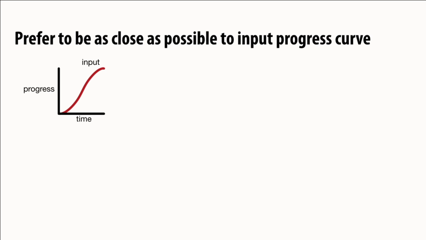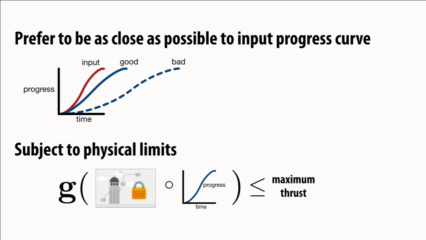In our optimization problem, we would prefer the output progress curve to be as close as possible to the input progress curve. So we would prefer an output progress curve like this, instead of like this. We also want to remain within the quadrotor's physical limits, so we use the expression we derived earlier as an inequality constraint in our optimization problem. We encode our preference for being close to the input progress curve with a simple least squares objective. And that's it. This is the problem we're solving. It really is as simple as that.